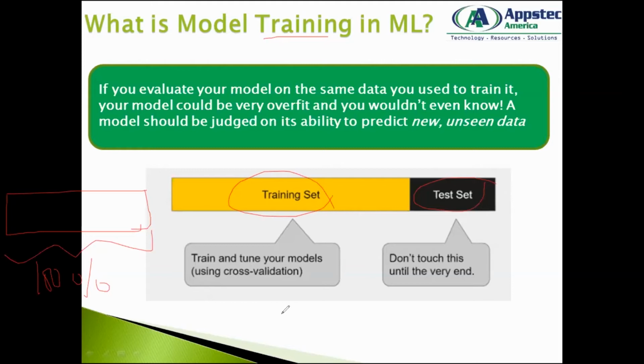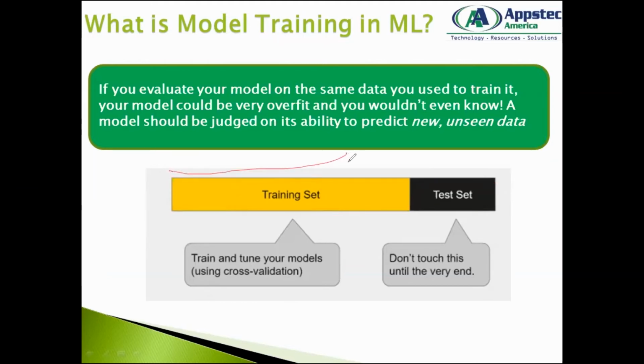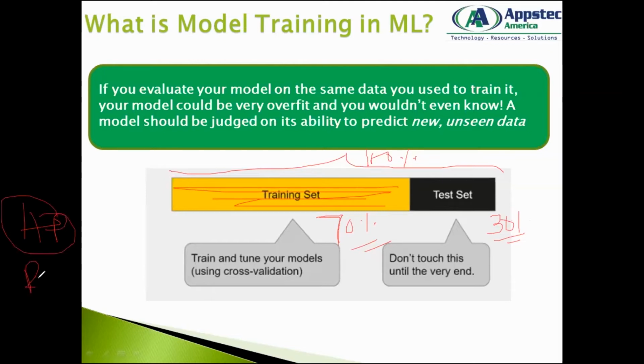If you see here, what is being explained is that this entire block is my data, which is 100%. What we do is split this data into 70% and 30%, a 70-30 ratio. From this entire data, whether it's customer data or whatever the data is, I will use 70% of my data to train my model. That means using this 70% of the data, my model will try to learn the hidden patterns, the rules, the trends, and everything.